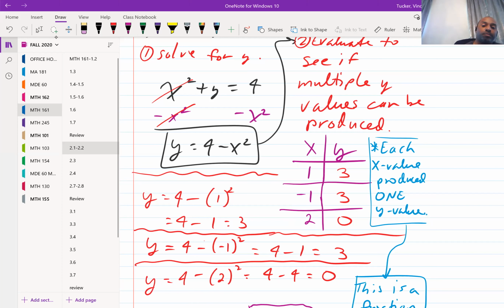And the answer is no. There's no way for me to plug in 1 and get out more than one value. Just hold on tight. You might ask yourself, well, when can more than one value be produced? Just sit tight. The next one will show you what we mean by more than one value being produced.